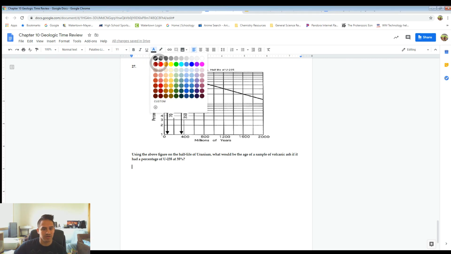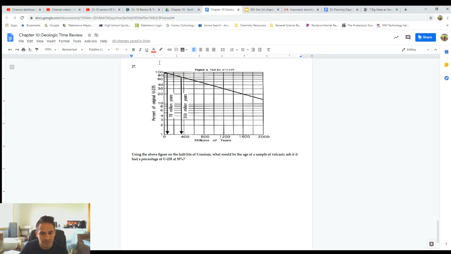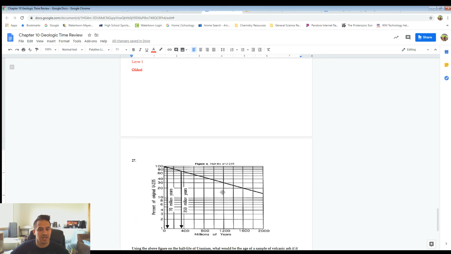So we will say here that the age of a sample of volcanic ash with 35% uranium-235 would be approximately 1,100 million years old, based on this graph. Okay, that is it. That is the last question.